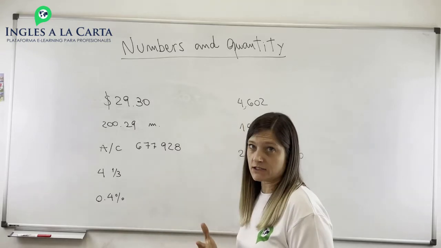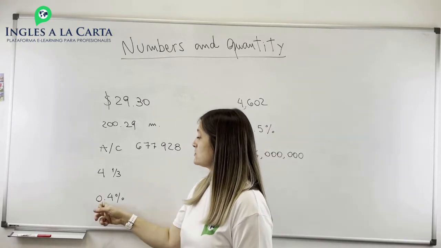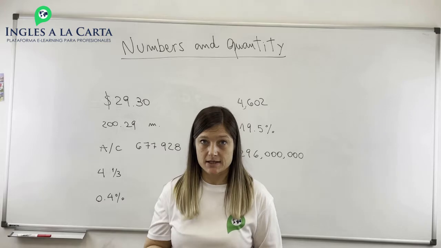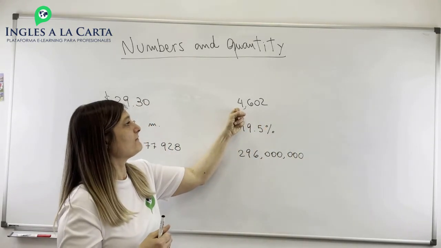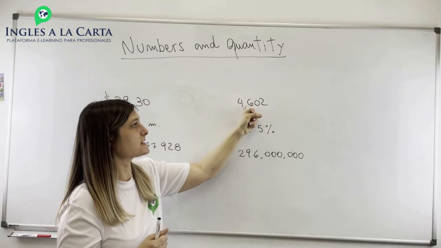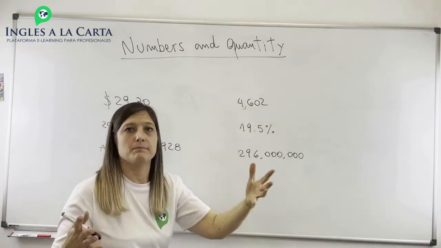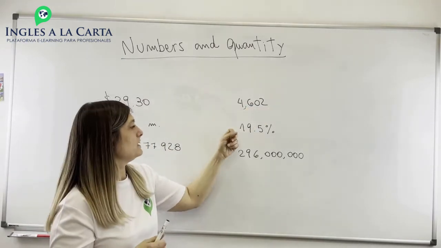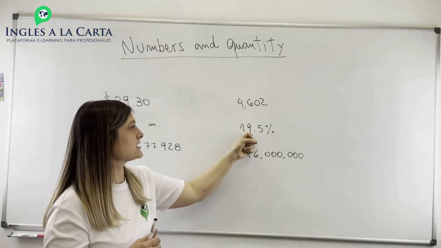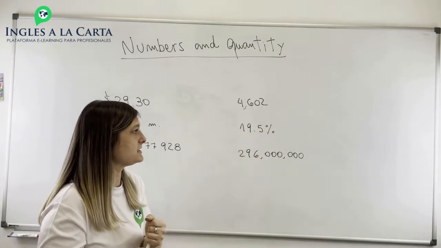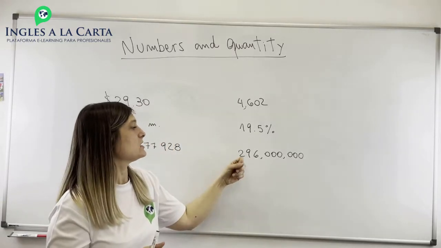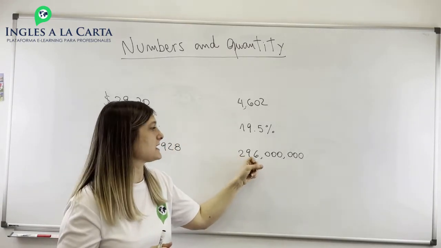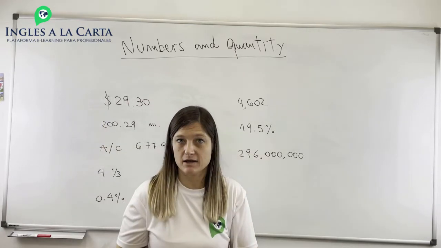This is a percentage, and we have 0.4%. Let's continue with 4,602 people. Another percent, we have 19.5%. And here this is a huge number, which is 296 million.